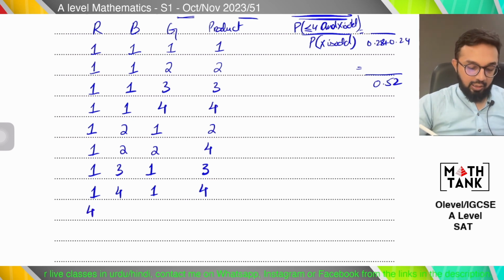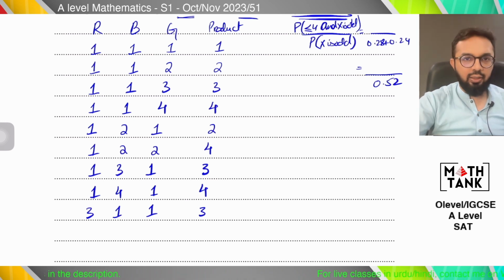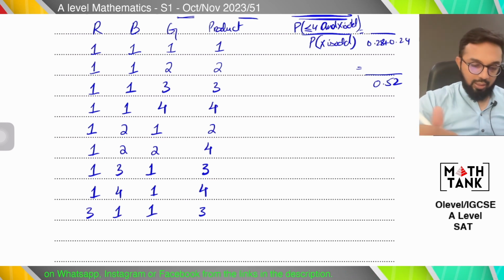For the next one, I have R as 3. So this could be 1 and this could be 1. So 3, 1, 1 gives me 3. Then I think there are no others. Those are all the outcomes that I have.